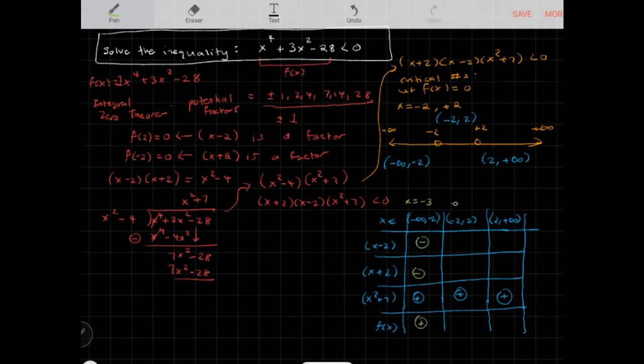Between negative 2 and 2, I'm going to let x equal 0. So you get negative, positive, and this is going to give you negative. And here you're going to let x equal 3. You're going to get positive, positive, and positive. So this is going to be greater than 0, less than 0, greater than 0. So the solution here is just this interval, negative 2 to 2. Therefore, x can belong to negative 2 to 2, and then f of x, or this inequality, will stay true.